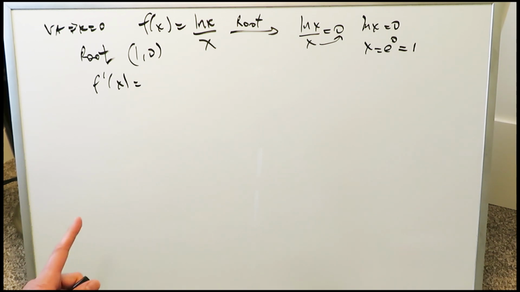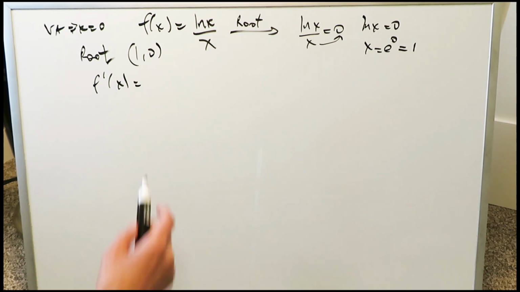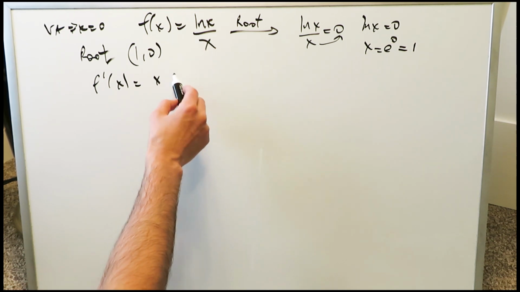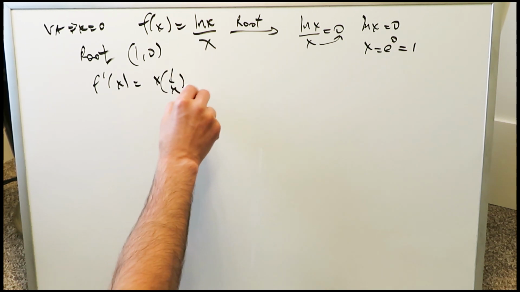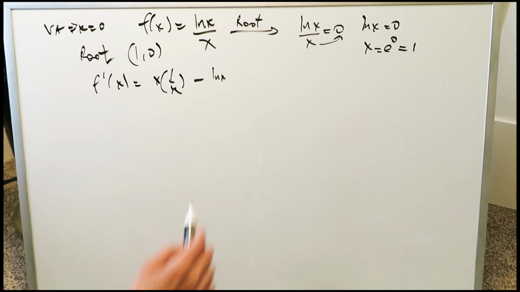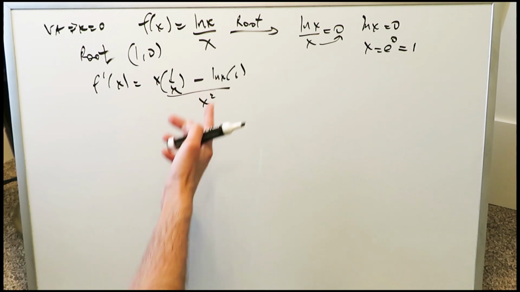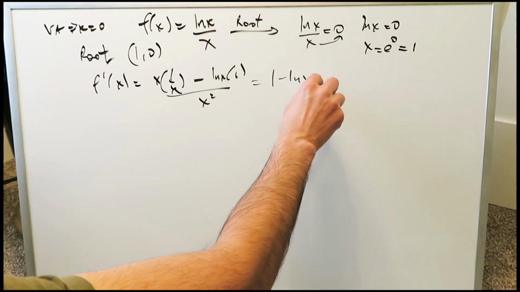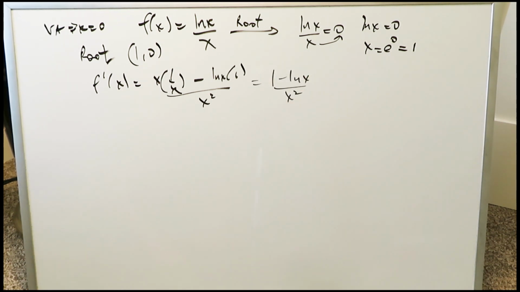Now we will do the first order derivative determination for this. Natural log x over x, it's a quotient rule. You'll do x times the derivative of natural log x, which is 1 over x, minus natural log x times the derivative of x, which is just a 1, all over x squared. When you do this, you're getting 1 minus natural log x over x squared.